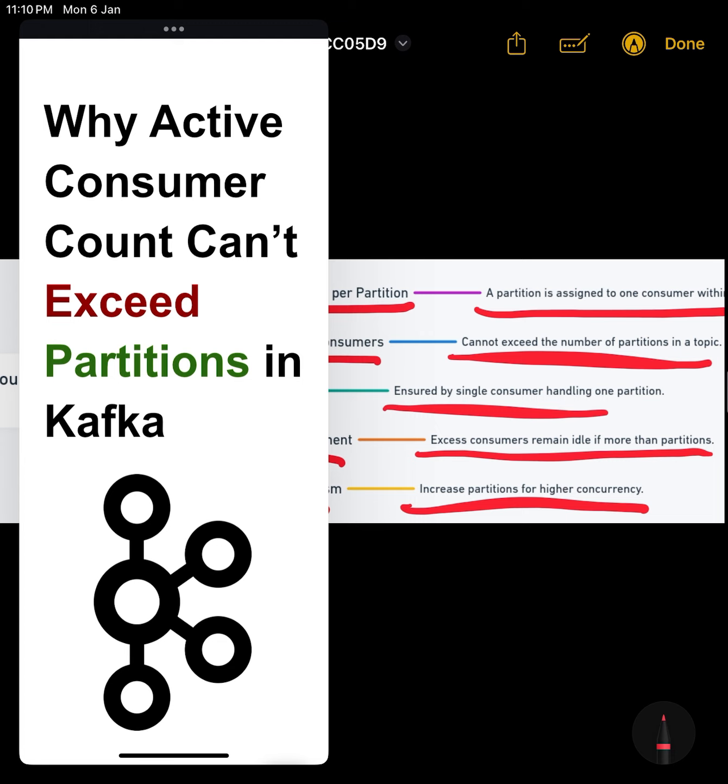Each consumer in the group is assigned one or more partitions, ensuring no duplication or message order disruption. To achieve higher concurrency, you need to increase the number of partitions in the topic, aligning with Kafka's design for scalability and efficiency.